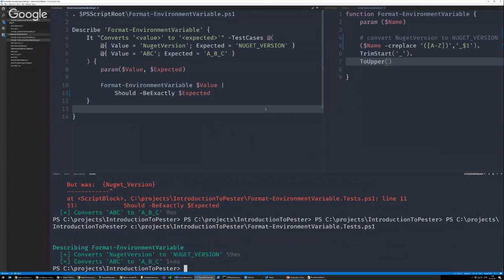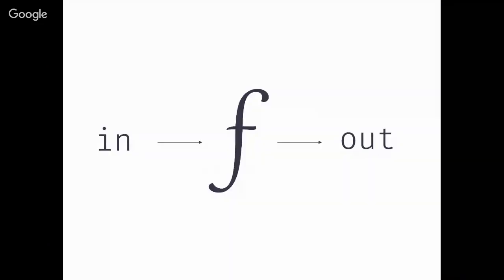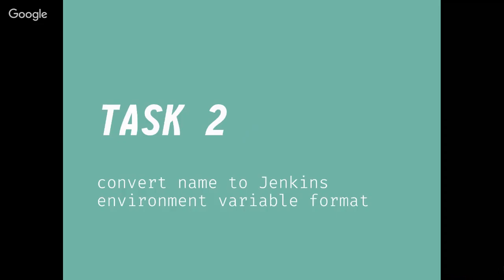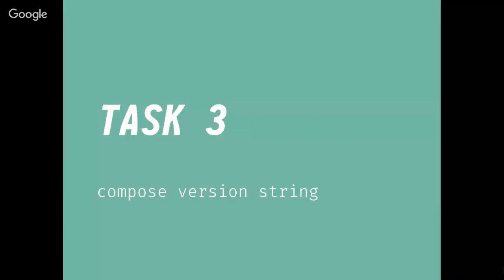So in this case, we did the same thing as in the previous case. We had a function that takes input and produces output and nothing else. It was just to highlight the test cases. Now we have another task, and we have to compose the version string that we saw before. Oh, sorry, there's no example.